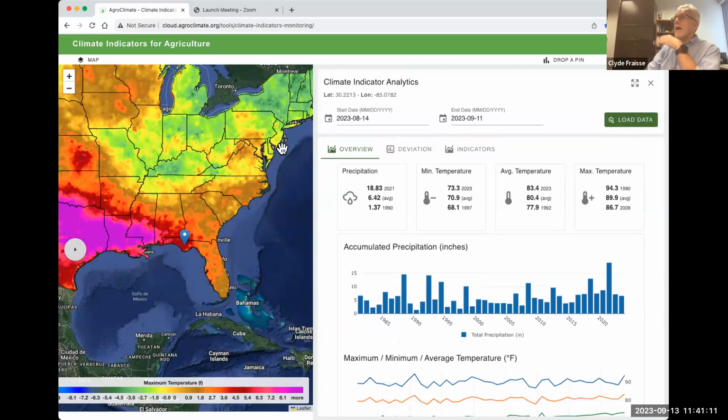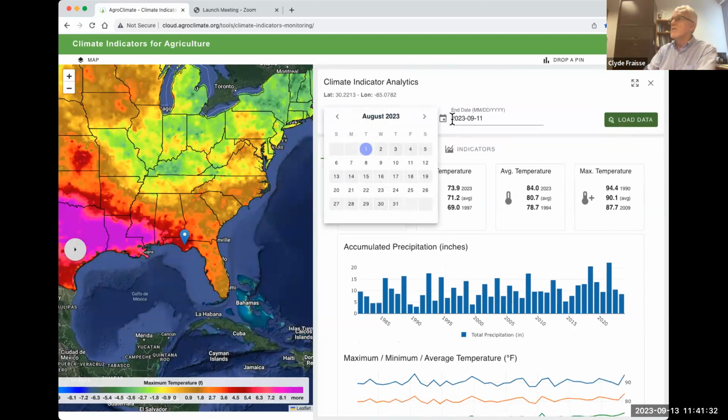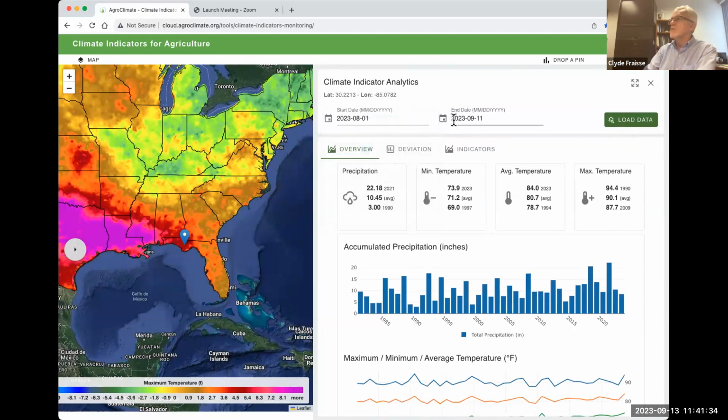Number one, you have an overview of the long-term average since 1981 for this location, how much rain we had observed between those different days, and you can change that. Let's say I just want to see from August 1st instead of August 8th through September 11th, 2 days ago, and you can see how much rain accumulated in this location for the different years. You can see the dry years, the wet years.